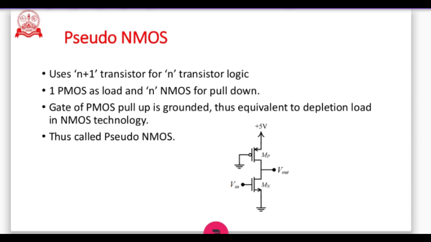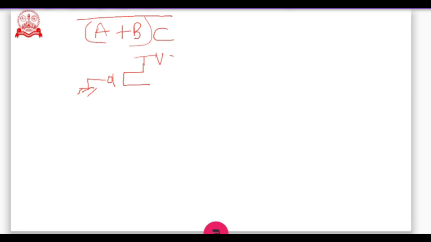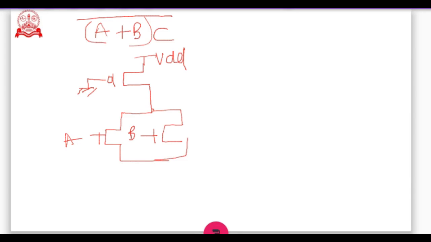To understand better, let's see some examples. Now let's try to implement the function A plus B whole into C, the whole bar. First we need to have a PMOS here, which should be grounded, with VDD here. And the pull down part should be represented here. So we have A plus B first, so A, B in parallel, and into C, so C in series.